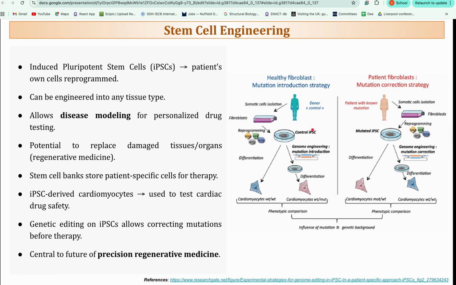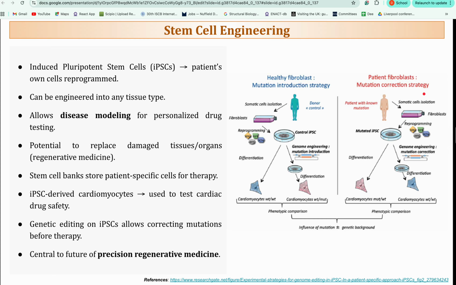When we say induced, that means these stem cells are induced. By the induction, they are converted into pluripotent stem cells, and these were like multipotent stem cells, and they are converted to induced pluripotent stem cells. After differentiation, they can convert into cardiomyocytes, which are the heart cells. So genome engineering is done, in which the mutation is introduced. After differentiation, they will convert into cardiomyocytes with that particular mutation. So we can compare its phenotype with this. This is the patient fibroblasts.